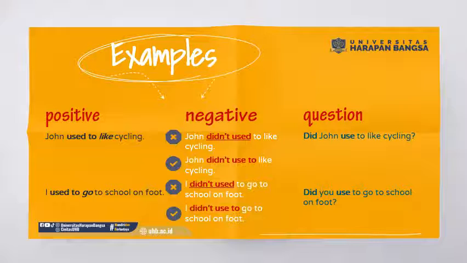You cannot say, John didn't used to like cycling. Why? Because the past form is already in the word did. So that's why you have to use use without T. So the negative sentence will be, John didn't use to like cycling. Use without T because the past form is already in the word did.